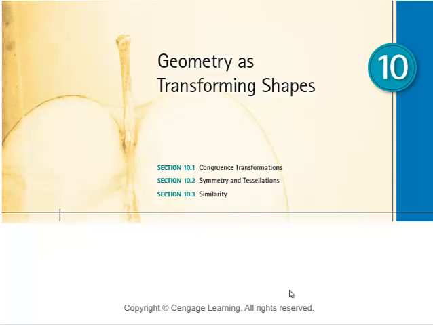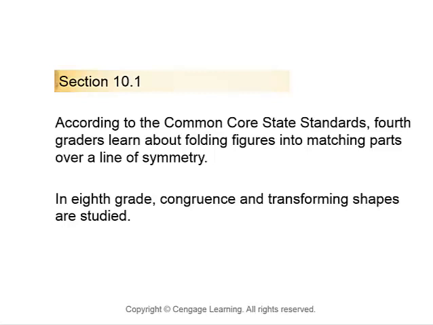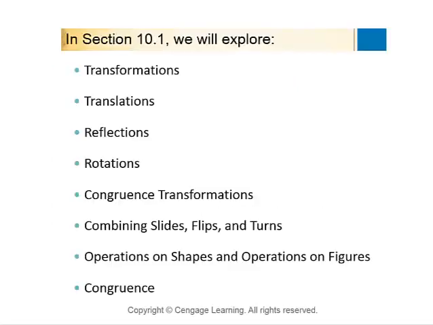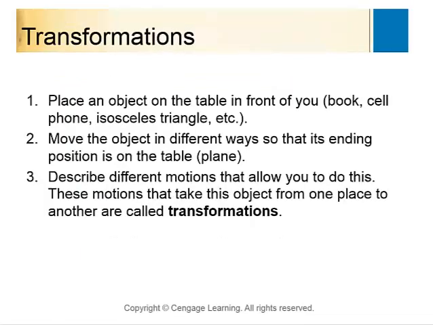We're going to be looking at section 10.1 today. So let's get started with congruence transformations. Your Common Core standards for congruence transformations include the 4th grade on through to the 8th grade, with topics beginning in the 4th grade where you're folding figures into matching parts over a line of symmetry. Then in the 8th grade we're going to be looking at congruence and transforming shapes. So these are the different topics that we'll be looking at today.